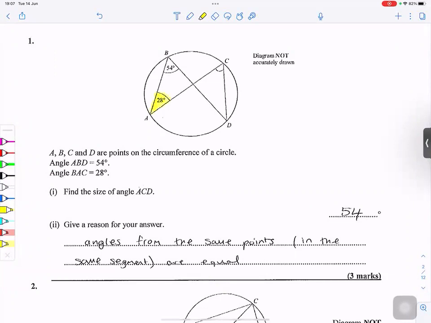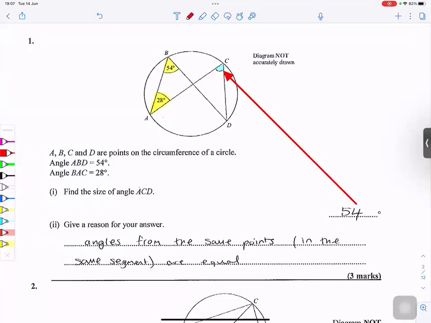Tell me your answer, how you do number one. So the angles at the circumference are equal to each other. Tell me the angle. Tell me the three letters that make the angle. Yes, ACD. ACD is 54 degrees. Okay, ACD is 54 degrees. That's correct. Thank you.